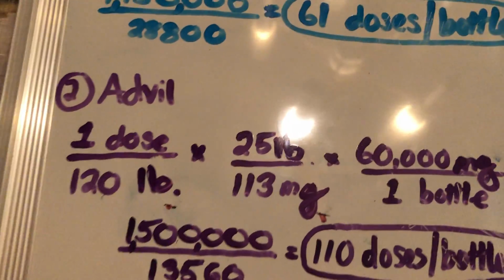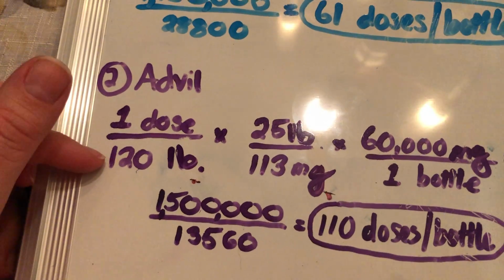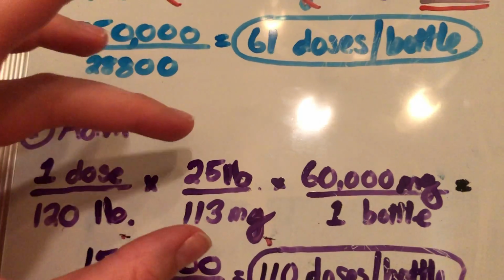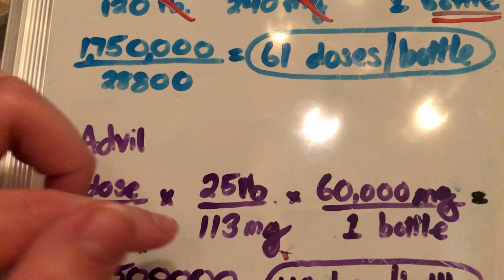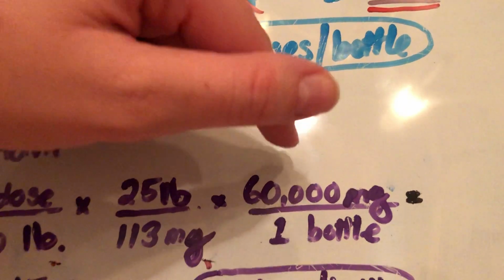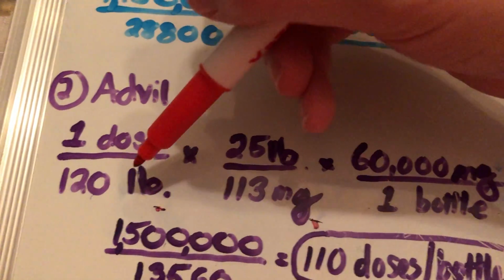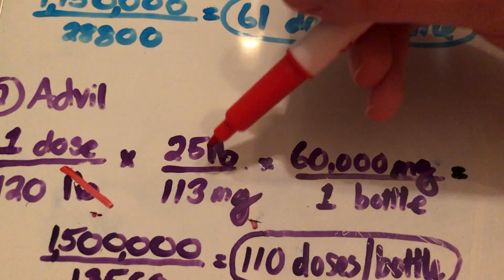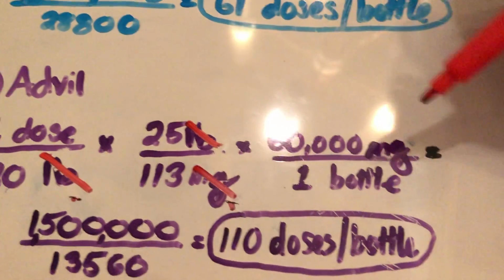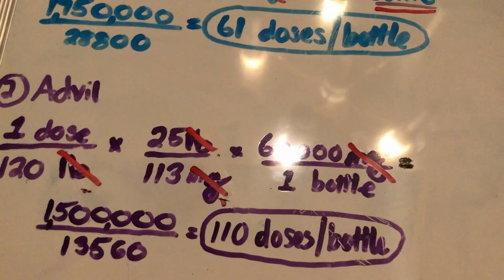Moving on to Advil. Same thing, same setup: 1 dose over 120 pounds. Then this was given to us, 113 milligrams per 25 pounds. This is what we figured out was in each bottle, 60,000. Cross out pounds, cross out milligrams. So dose per bottle, again, we get it, perfect.